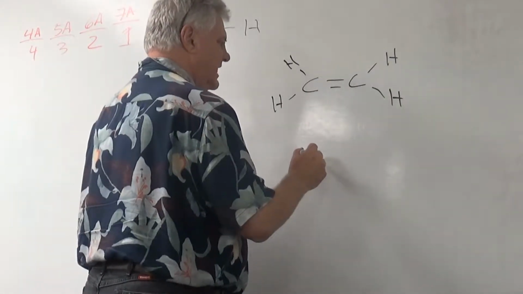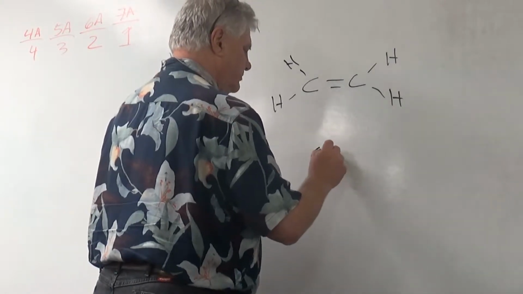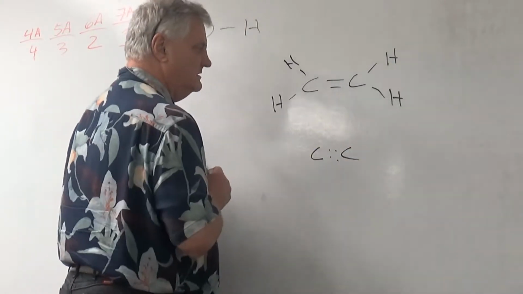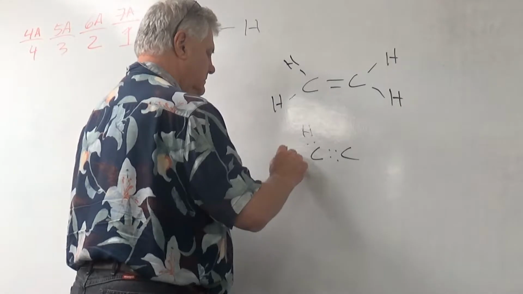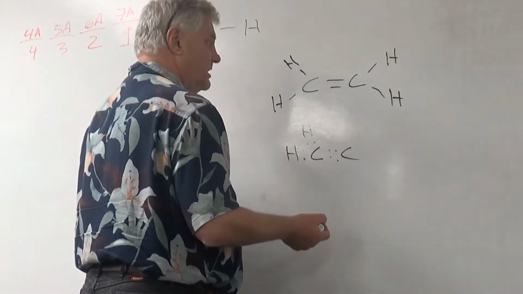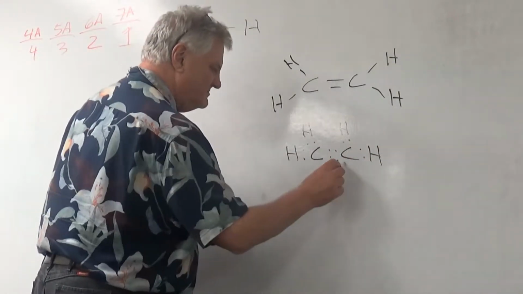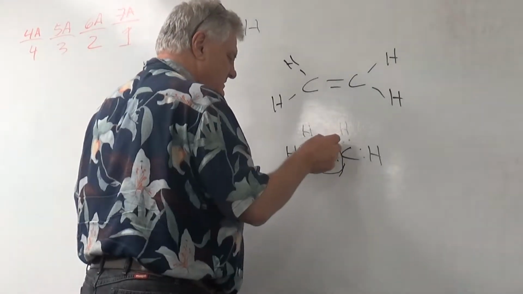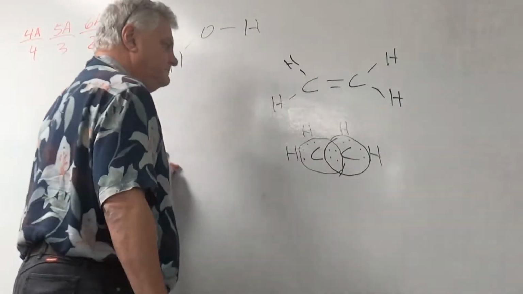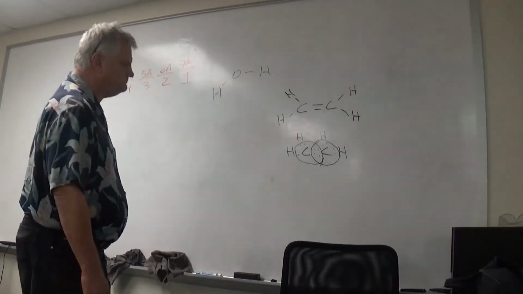How would you write the Lewis dot structure for that? Well, you have to put 2 pairs of dots for a double bond between the carbons, and then you have 2 bonds to hydrogen here, 2 bonds to hydrogen here. And so now there's an octet around the carbon here, and there's an octet around the carbon here. So that was how you would draw a Lewis dot structure of a carbon-carbon double bond.